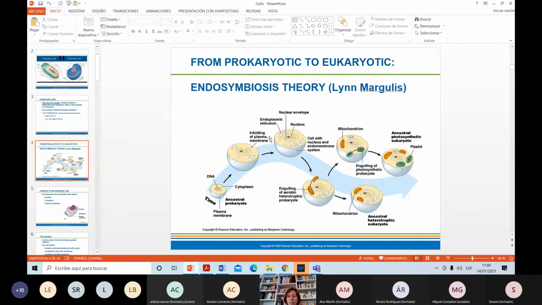This label there. Perfecto, ¿verdad? And what does it mean? Enfolding means that the plasma membrane, we don't know why, probably by some mistakes, because that's how evolution usually happens, due to mistakes, the plasma membrane of this prokaryotic cell enfold a little bit.